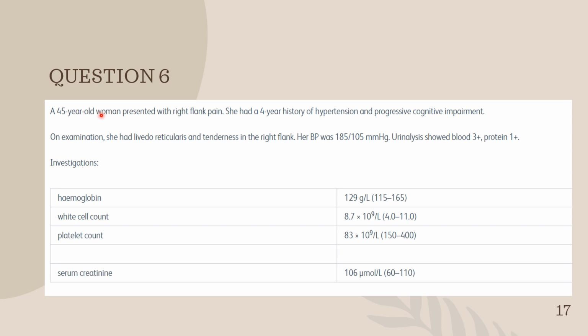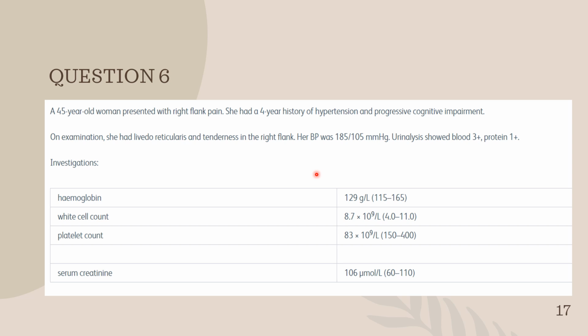Next question: a 45-year-old woman presents with right flank pain. She had a 4-year history of hypertension and progressive cognitive impairment. On examination, she had livedo reticularis and tenderness in the right flank. Her BP was 185 over 105. Urine analysis showed blood 3 plus, protein 1 plus. Investigations showed Hb 12.9, white cell count 8,700, platelet count 83,000, and serum creatinine 106.